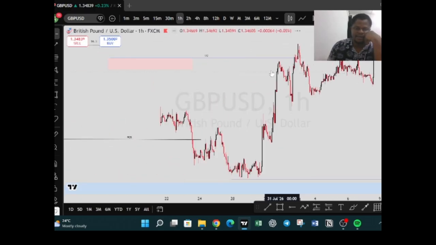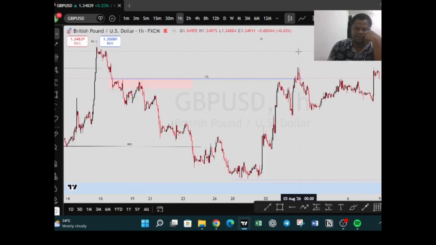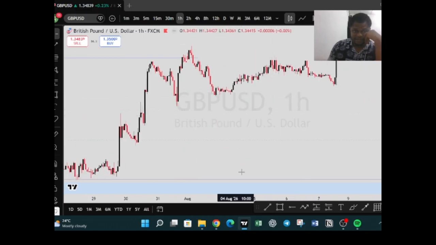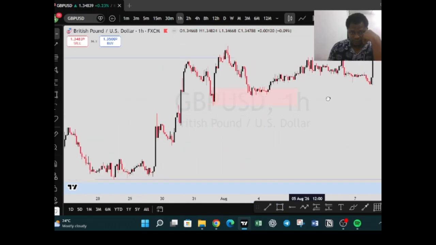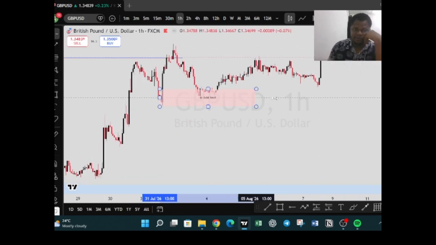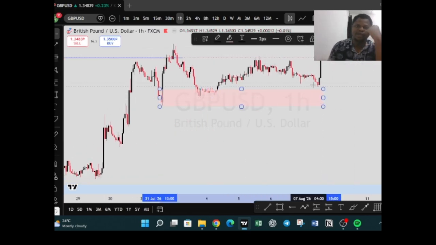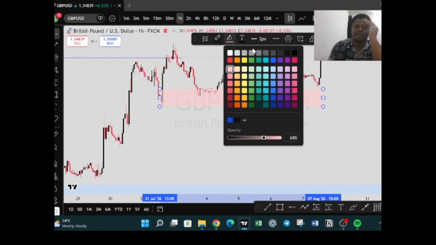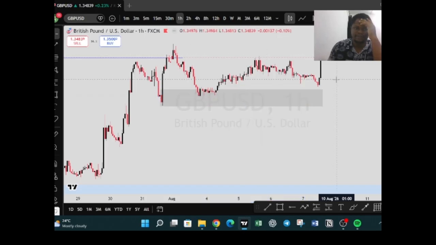But look at the catch here, because I did not enter here. Why didn't I enter? When the market took out this high, it was not my trading session. It's about 1 o'clock in the night. I was expecting that this market would disrespect this level. I was waiting for this level to be disrespected before I look for trade ideas, but that level has not been disrespected.